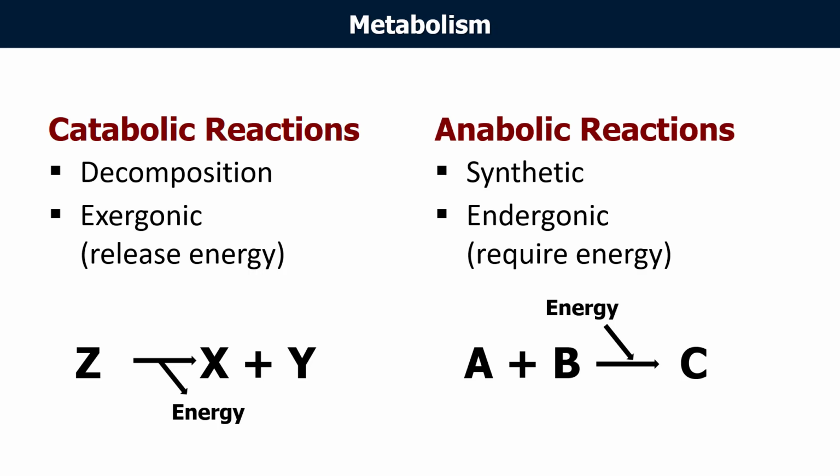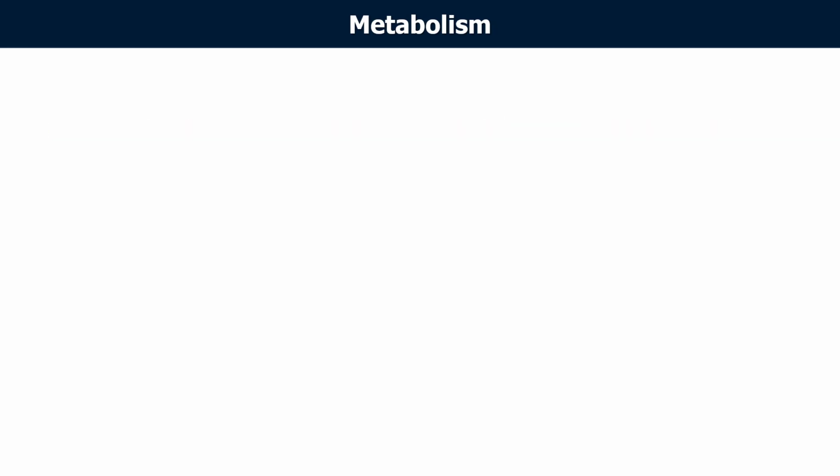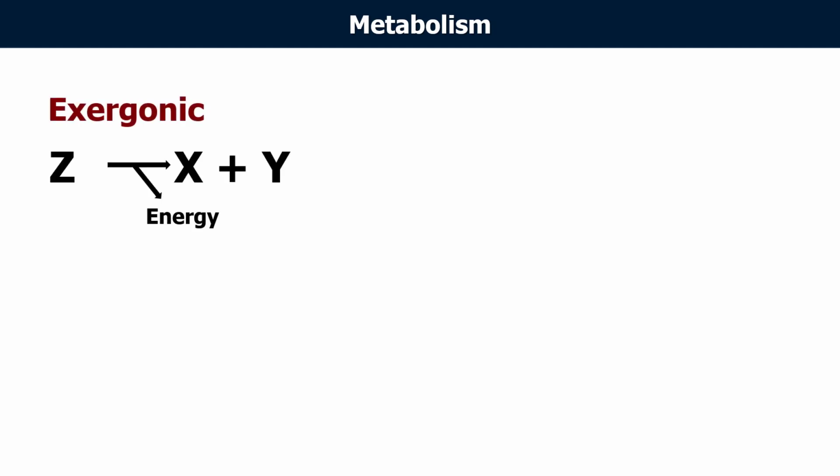So catabolic and anabolic, you're either taking things apart or building them up, and you're either releasing energy or you're having to supply or provide the energy for that. So let's look at these processes from the energy standpoint again for just a second. So Z is breaking down into X and Y, and we see energy being released. Well, we could graph that energy transformation and talk about it in terms of Gibbs free energy.